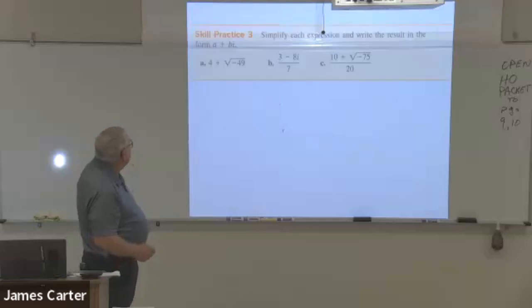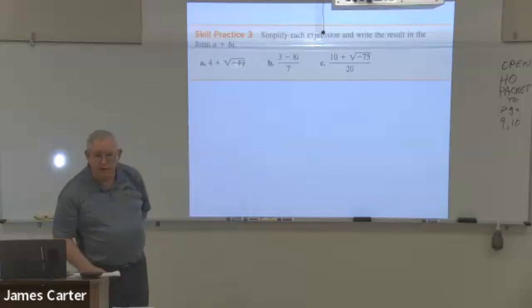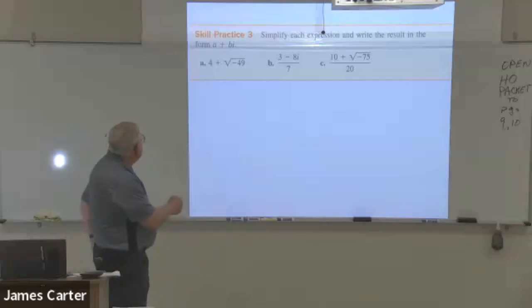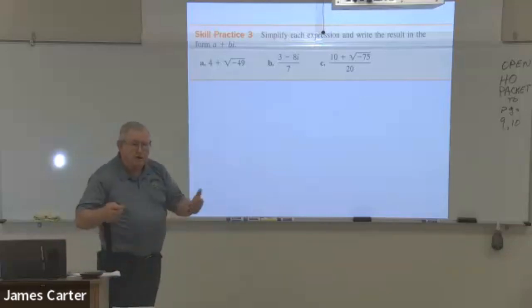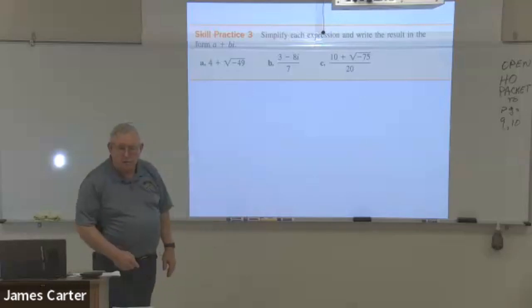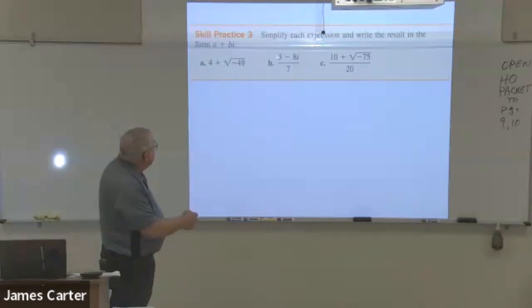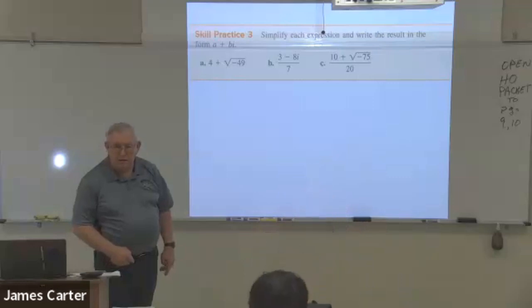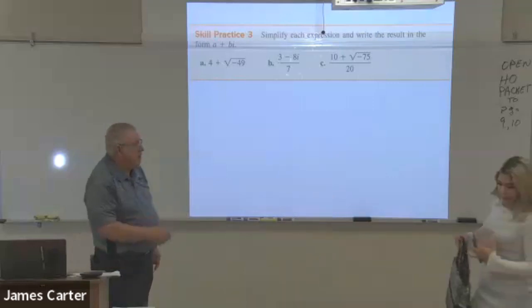Here are some problems that we do. Simplify, write in a plus bi. Well, we'll do this one right here. What's the square root of negative 49? 7i. So the answer would simply be 4 plus 7i, in that order. This one would be 3/7 minus 8/7 i, because you can't leave it under that common denominator.